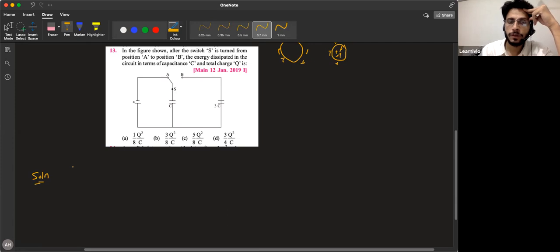Written? Shall we start the calculations? Yes, sir. First of all, let's decide which topic of capacitors this numerical is using. This numerical says the switch is at position A, and then you turn it towards position B. There is some loss in energy. So which topic of capacitance is this particular question using?